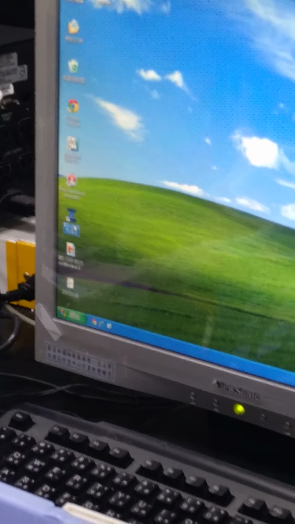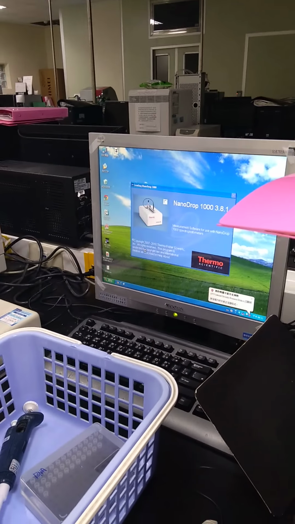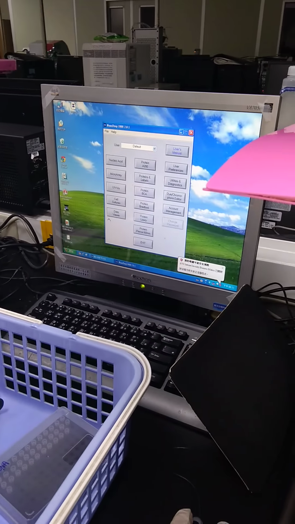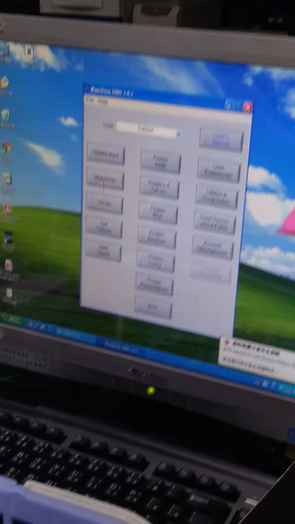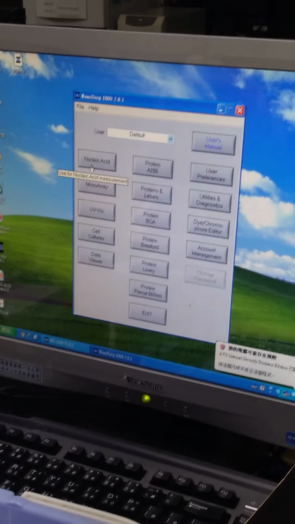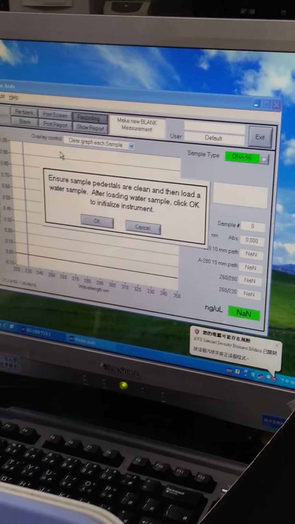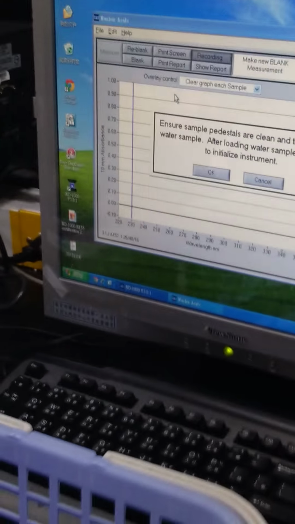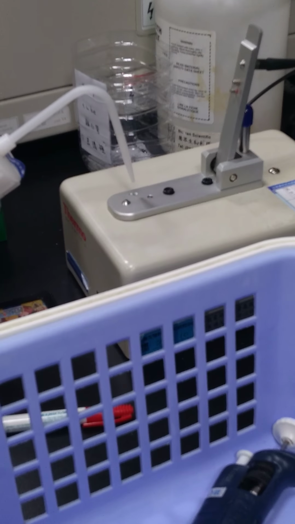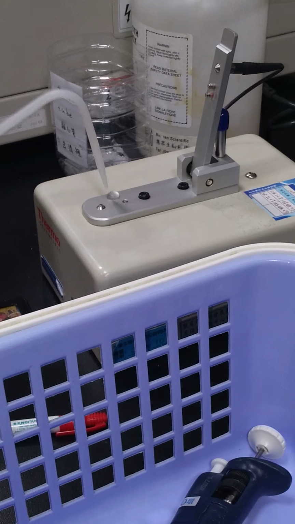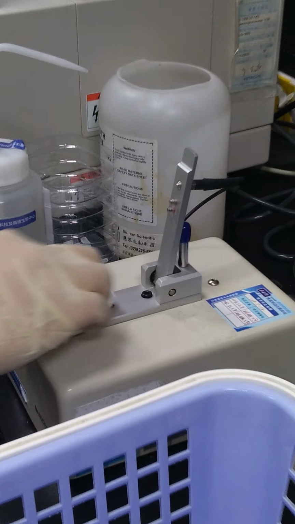And you double click. Okay, you can see here, all RNA and DNA we are calculating as a nucleic acid. So you should choose nucleic acid, and they will tell you that you should put some water on it to measure first. So usually before I operate this machine, I will clean it like this.